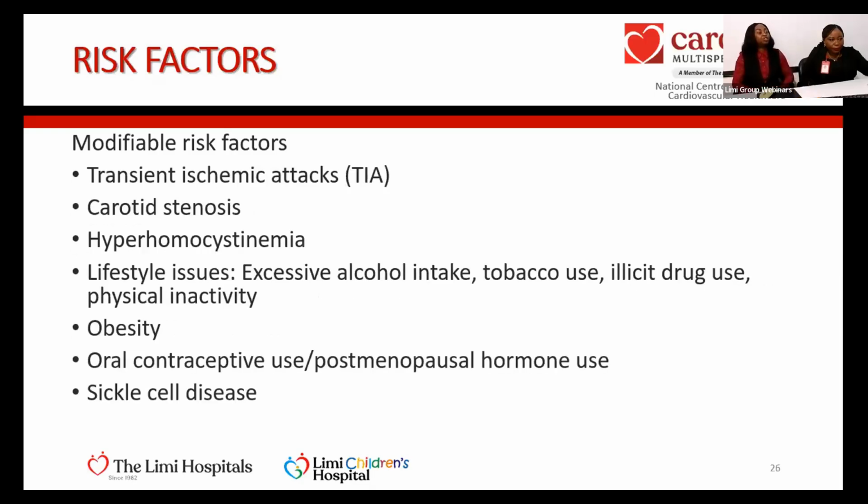And then we also have transient ischemic attacks, like we have said, carotid stenosis, then lifestyle practices like excessive alcohol intake, tobacco use, illicit drug use. We just learned now that cocaine abuse is one of the causes of hemorrhagic stroke. So all these things can be risk factors, as well as physical inactivity, obesity, oral contraceptive use, as well as sickle cell disease, which is also common in this environment.